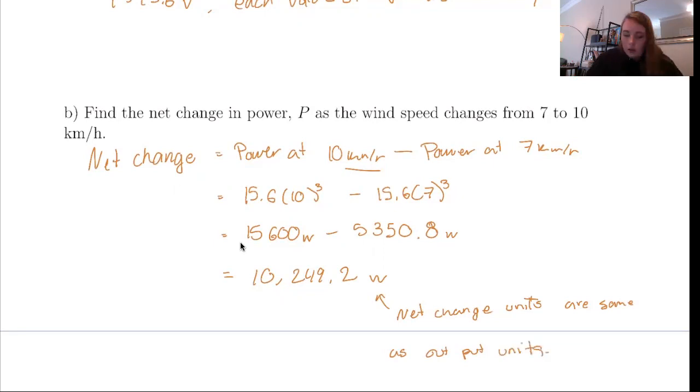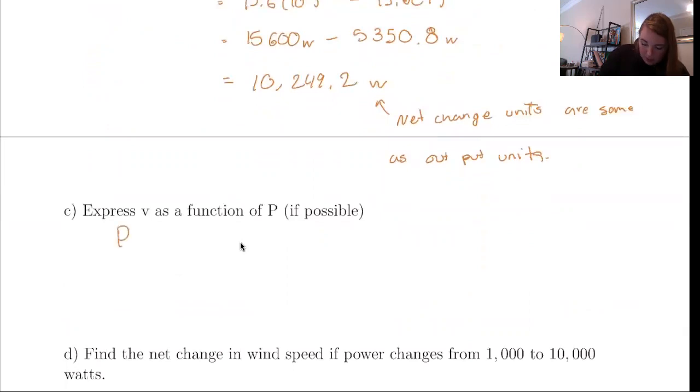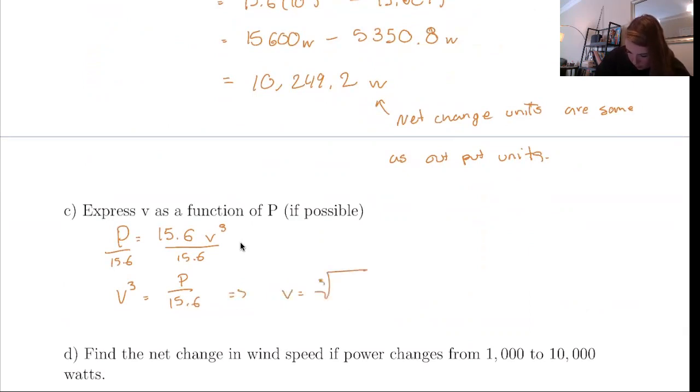Okay, cool. And now we're asked to express V as a function of P if possible. So let's see if we just can do it. Remember that P is 15.6 V cubed. So I want to show V as a function of P, so I want to get to V equals. First we need to divide by 15.6, so I get V cubed equals P over 15.6. And V, it's a little v, not a big V, would equal the cube root of P over 15.6.